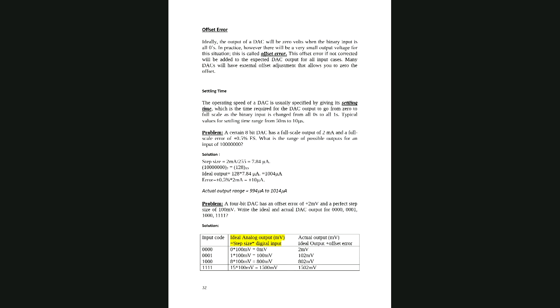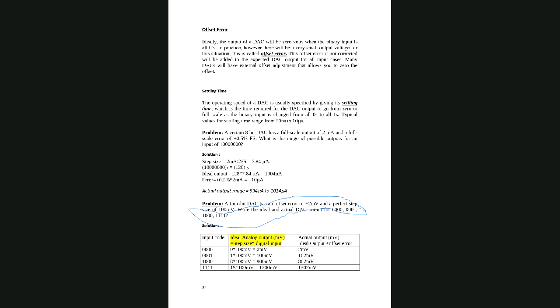Now look at this example. A 4-bit DAC has an offset error of 2 millivolt. So you are given an offset error here, an offset error of 2 millivolt, and a perfect step size of 100 millivolt. Find the ideal and actual outputs. You are given the inputs and you know the step size.